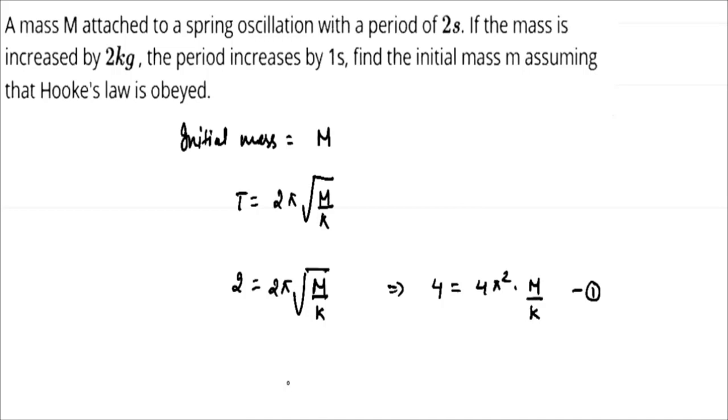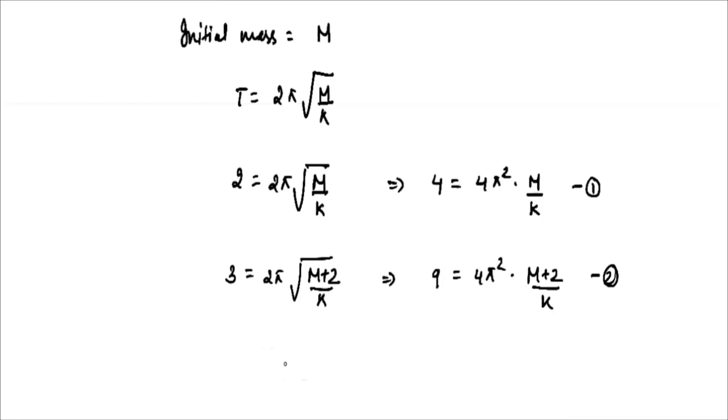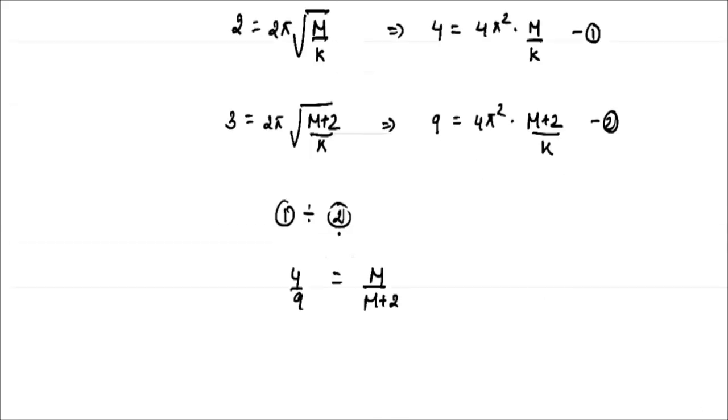Now when the mass is increased by 2 kg, the time period also increases by 1 second. So the new time period will be 2 plus 1, that is 3. That will be equal to 2 pi under root of m plus 2 divided by k. So this can be written as 9 is equal to 4 pi square into m plus 2 upon k. Let us suppose this is equation number 2. Now let us divide equation number 1 by 2. So we will get 4 upon 9 is equal to m upon m plus 2. On solving this, we get m as 8 upon 5, or 1.6 kg.